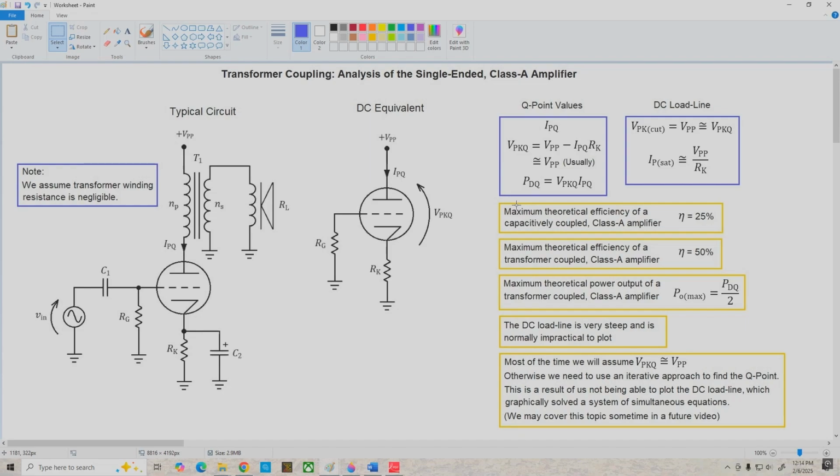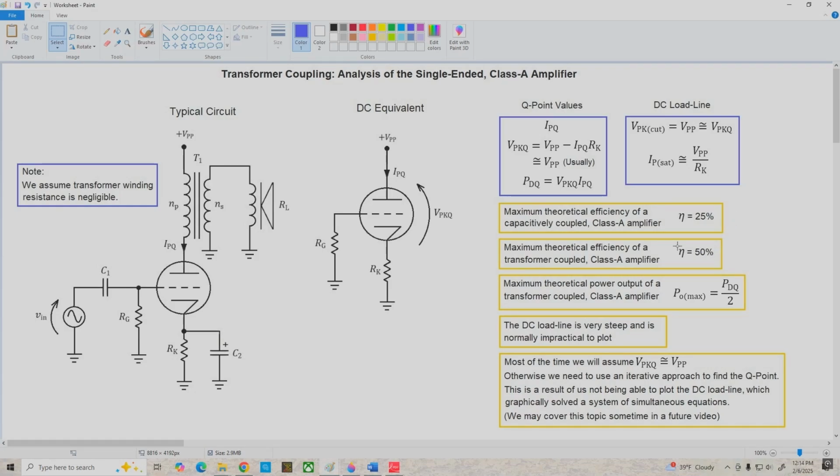Now, a few general comments related to the things we're going to be talking about. The maximum theoretical efficiency of a capacitively coupled Class A single-ended amplifier is 25%. We talked about this a lot back in video 36 in relation to transistors. The same theory applies to vacuum tubes, although we do have a little bit of added inefficiency because we have a heater here, but we're not worried about that right now. The maximum theoretical efficiency of a transformer-coupled Class A single-ended amplifier is 50%. So right here we have a good reason to use transformer coupling. It doubles our maximum possible efficiency.